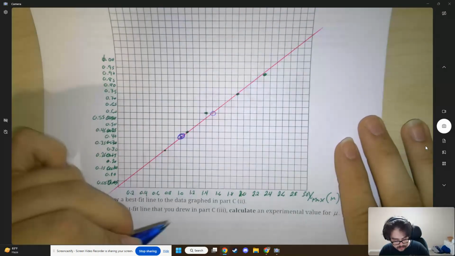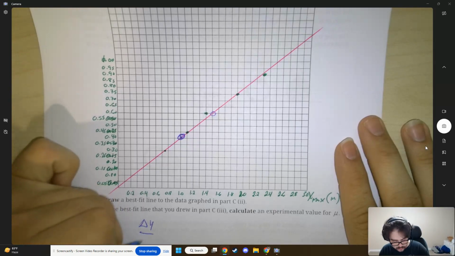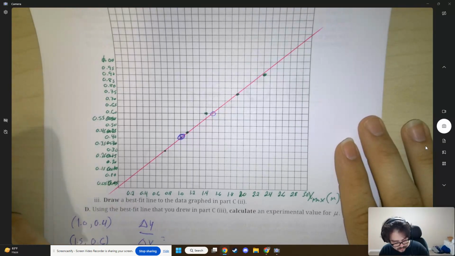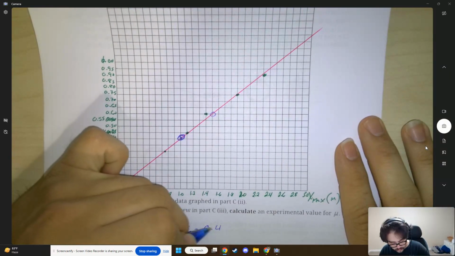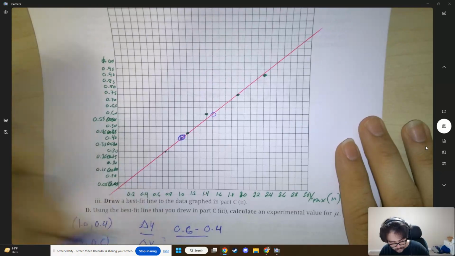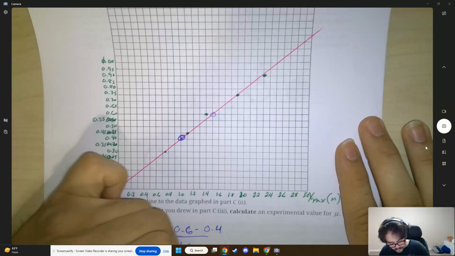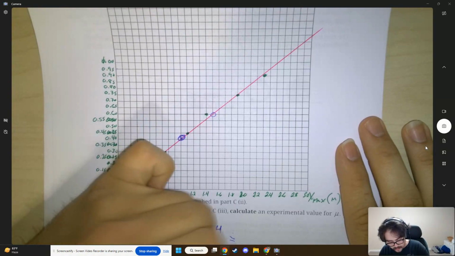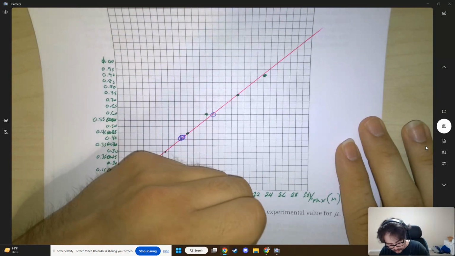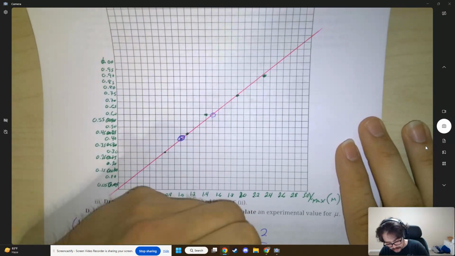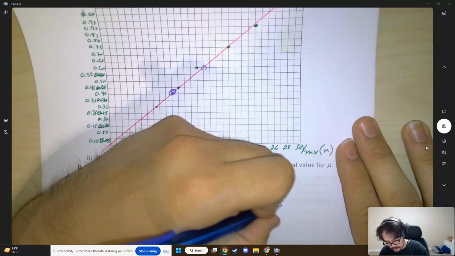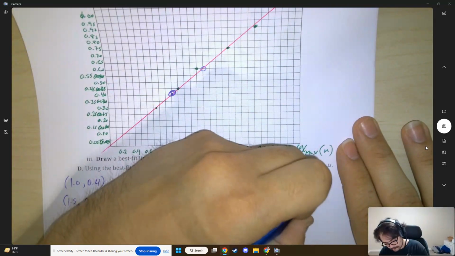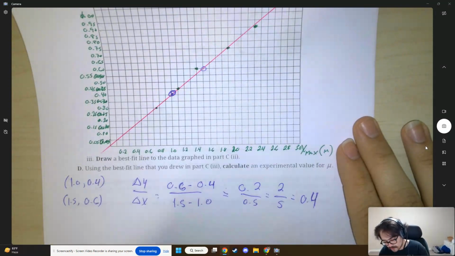Okay. And then all I got to do is find the slope, which is the change in y over the change in x, right? The change in y is 0.6 minus 0.4 over 1.5 minus 1.0. I actually can probably solve this without a calculator. That's 0.2 over 0.5, that's 2/5, which is going to be 0.4. Okay, I got about 0.4 for the coefficient of friction.